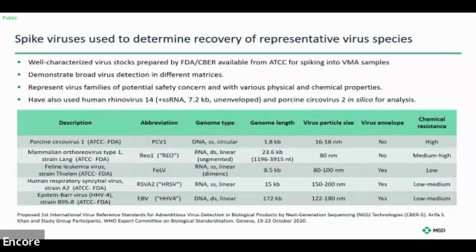So again, this has been covered. We're using the 5-virus panel for determination of recovery. You'll also see I've used a rhinovirus and a porcine circovirus 2 in some of our data, and these are just used in silico to generate synthetic reads.